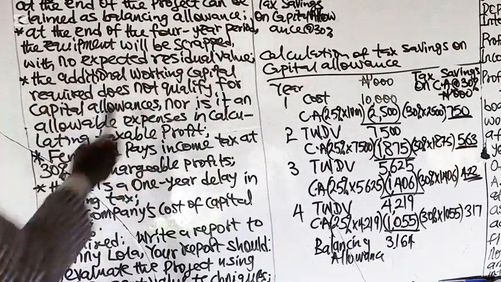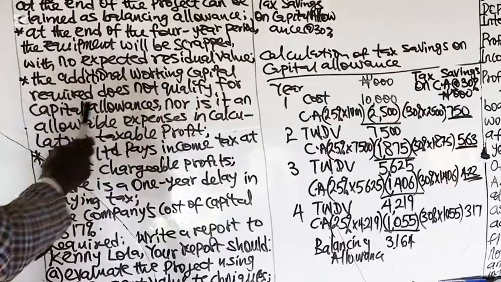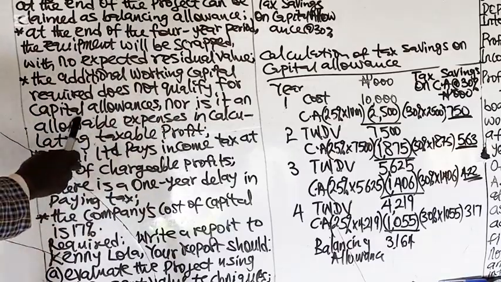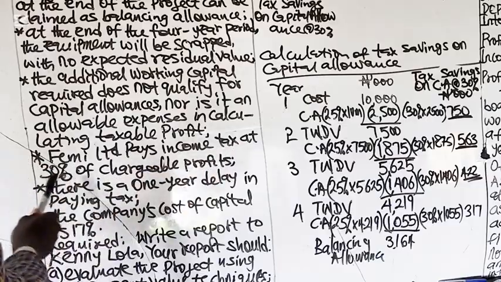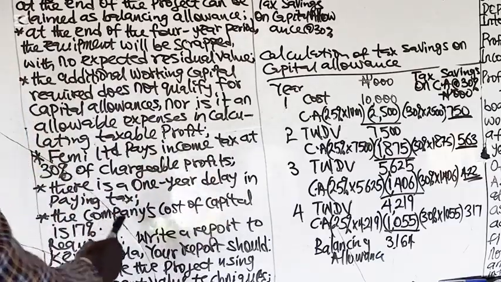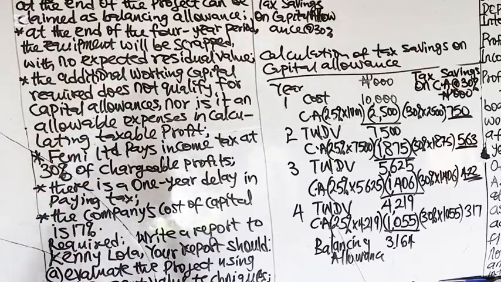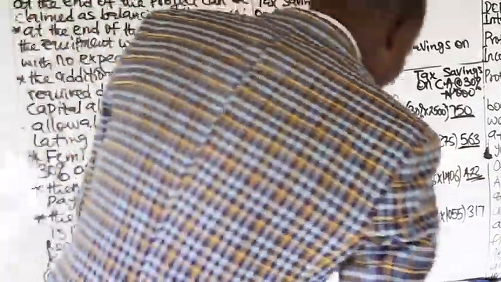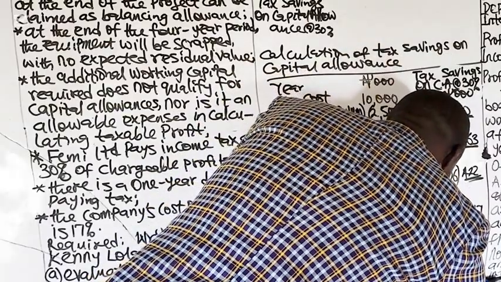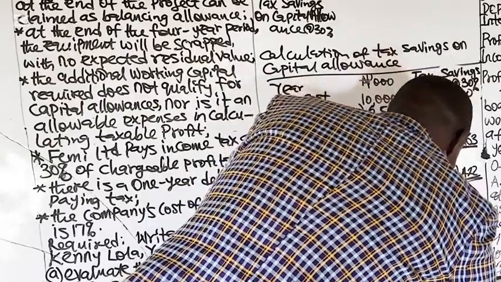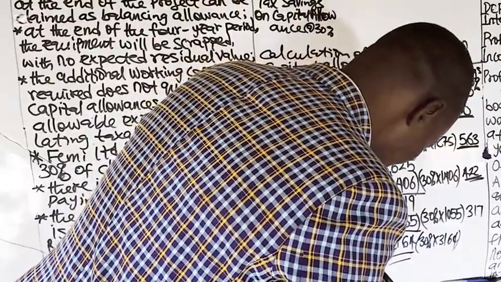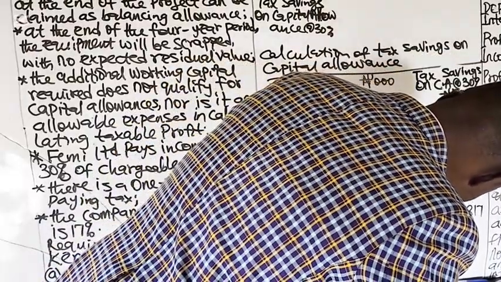So with no expected residual value, the additional working capital required does not qualify for capital allowance, nor is it an allowable expense in calculating taxable profit. Femi pays income tax at 30%. There is 1 year delay in paying tax. The company cost of capital is 17%. So, if this is the balancing allowance, what will be the tax on this? 30% of 3,164, 30% of that. So we have 949.